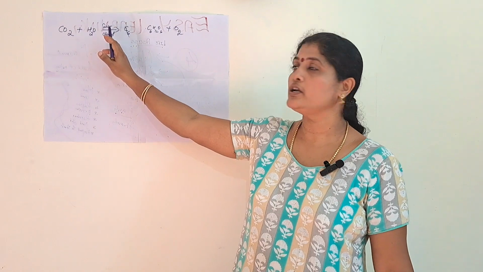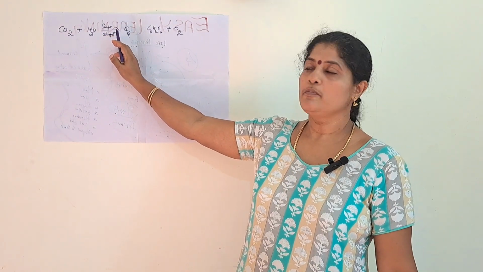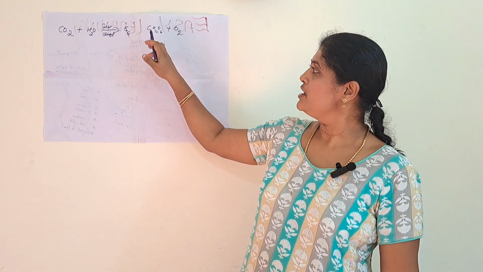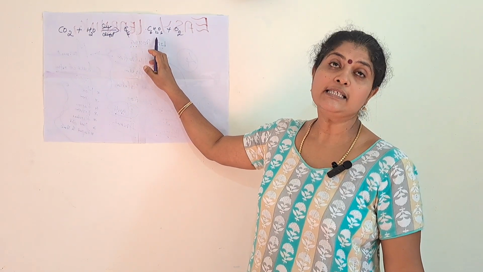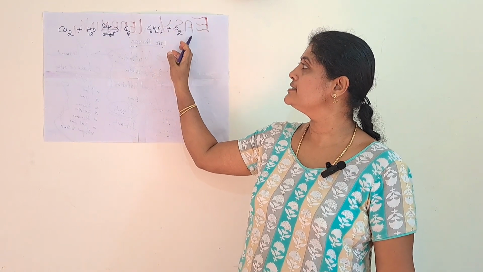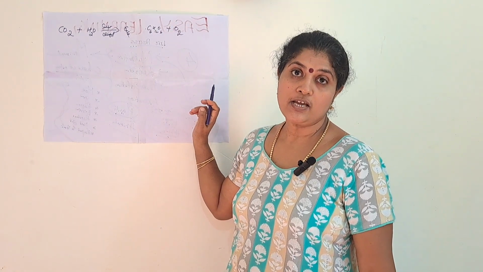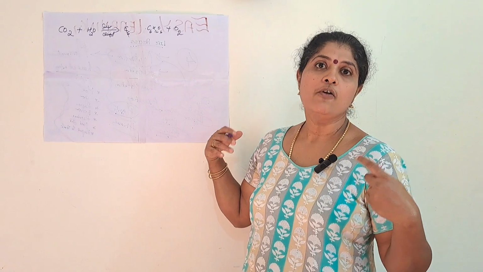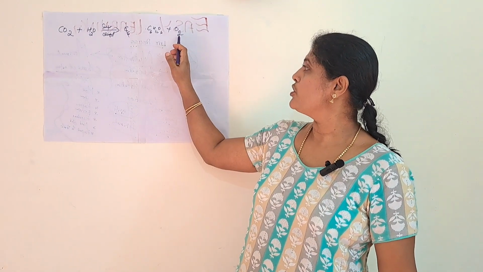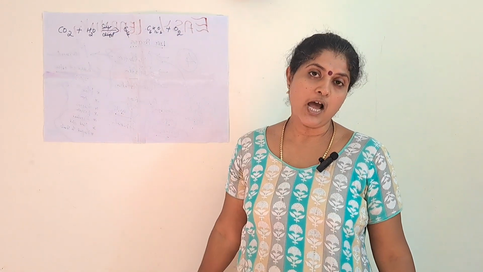Carbon dioxide plus water, in the presence of sunlight and chlorophyll, gives carbohydrate, that is C6H12O6, and it releases the gas known as oxygen, which is used for our survival. Without oxygen we cannot survive, isn't it? So oxygen is released during this particular process.